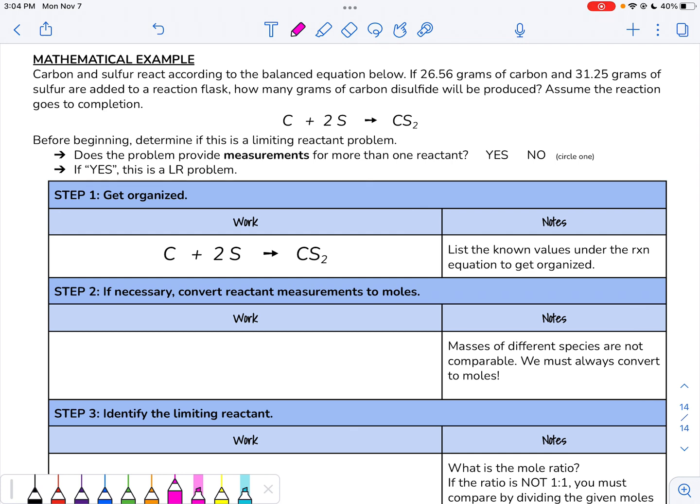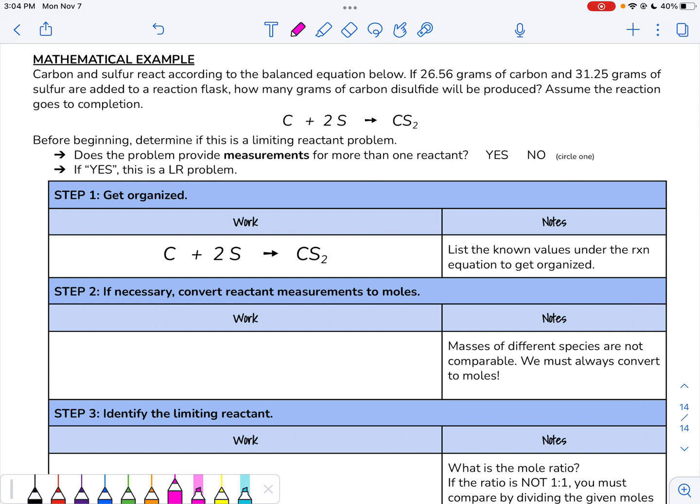So what you have to first ask yourself every time you're going into one of these stoichiometry problems now is: is this a limiting reactant problem? So let's read this equation first. Carbon and sulfur react according to the balanced equation below. If 26.56 grams of carbon and 31.25 grams of sulfur are added to a reaction flask, how many grams of carbon disulfide will be produced? Assume the reaction goes to completion.